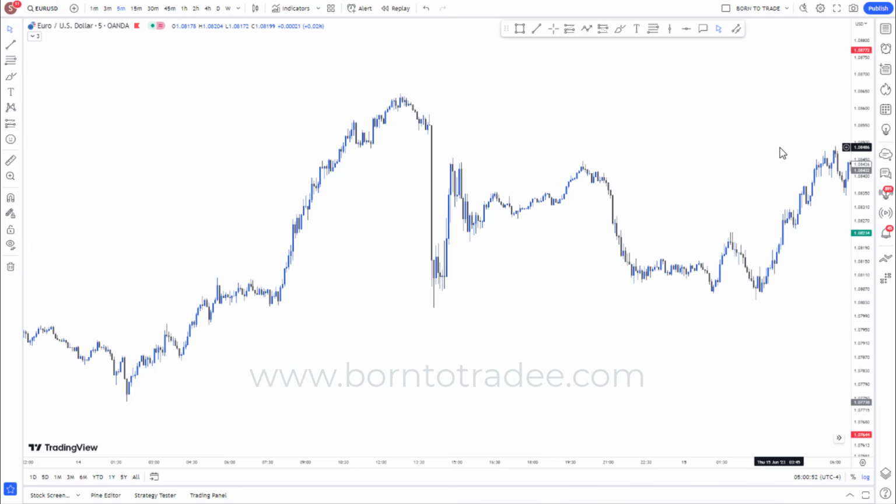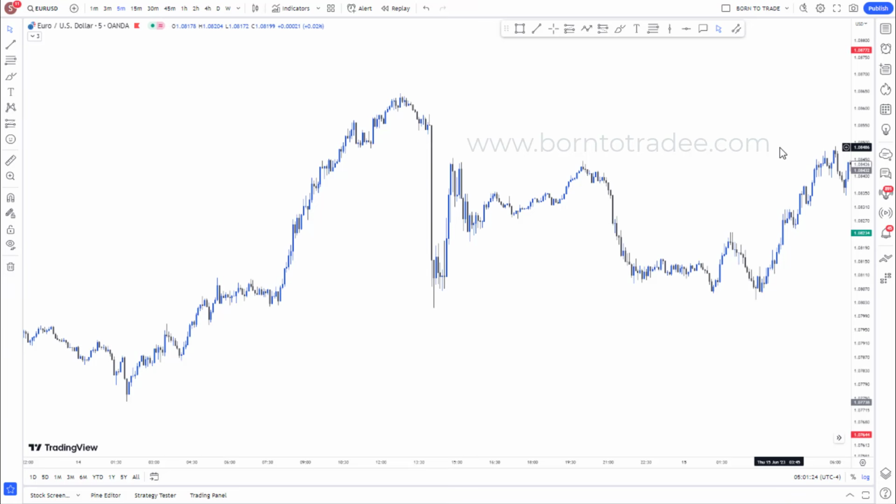When we don't see inducement in front of our POI, there is a possibility that that point of interest is going to fail. When we don't see price build liquidity or leave an area of inducement before our point of interest, there's a possibility that that point of interest might not actually hold price. So identifying inducement is very useful. It adds more confluence to your trade. Most times I wait for inducement to be swept before I enter a trade.